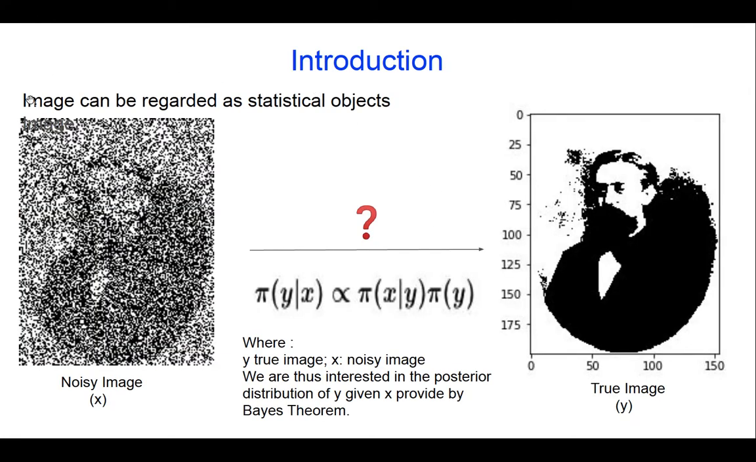Okay, so an image can be regarded as a statistical object. So here is a question. Suppose now we have a noisy image, which is x, and how can we infer the true, clean image, y? How can we infer this conditional distribution of the clean image given the noisy image? From Bayes' theorem, we know that it's sufficient to have a likelihood, which is the conditional distribution of the noisy image given the true image, and a prior for the true image, and then it's sufficient to infer this conditional distribution.